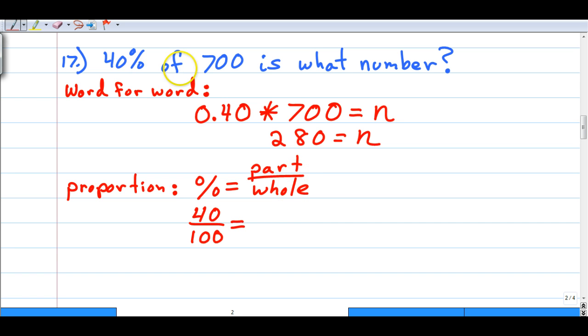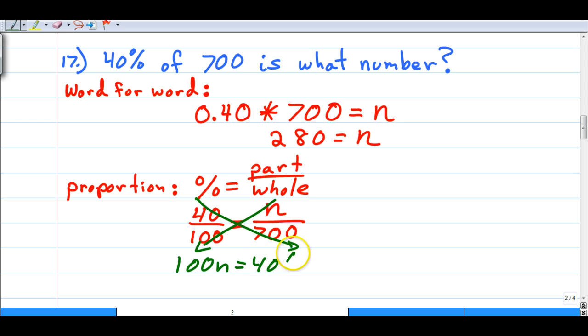So it says 40% of 700 is what number? Of the 700. So that's actually the whole. We're trying to figure out the part. I'll use n again here. Now I can do a cross multiplication to solve the problem. So I'll cross multiply and I get 100n equals, on the other side I get a 40 times a 700.